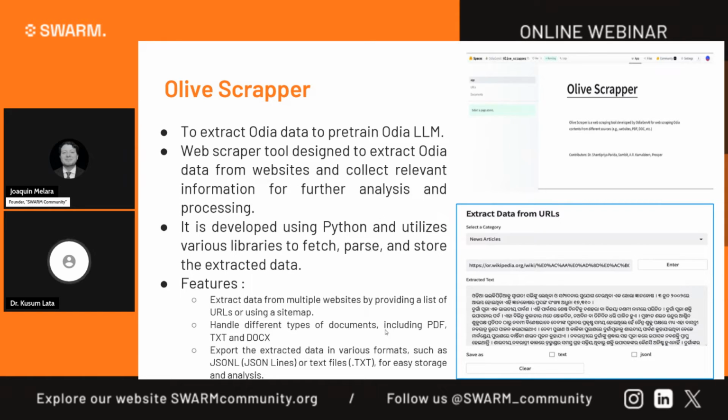For how we have created it, to extract the Odia data we created a scraper to which I only have to give the URL, and it will extract the data from the website. Then we collect the relevant information, and it can handle different types of documents. You can also give a PDF, text, or docx, and when we extract the data, it gives the output in both ways, as JSON lines or in a txt file.